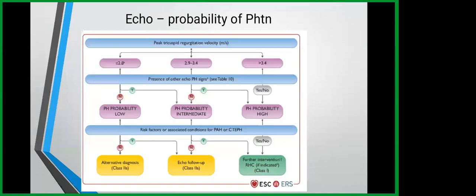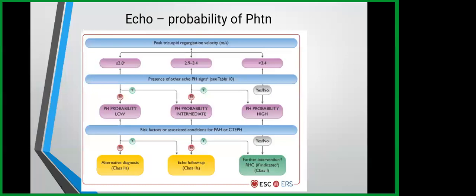So what is used is the TR velocity. If you have a TR velocity of less than or equal to 2.8 with no echo signs, the probability is low. That's why, if you look at the left of this, less than or equal to 2.8, N means no echo signs, the probability is low. If there are no risk factors or associated conditions, you should think about an alternative diagnosis. If there are, you follow up with echo.